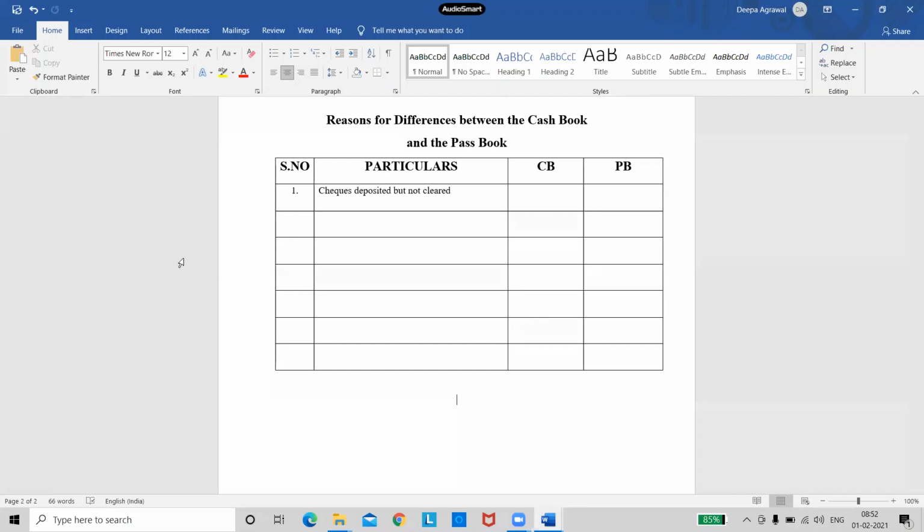Dishonored. No. Okay, I will tell you what it means. Checks deposited but not cleared. So if I have received a check from Mr. X, now what should I do with this check? To get the cash, I have to go and deposit it in the bank, right? Unless I go and deposit the check in the bank, I will not get the cash, right?